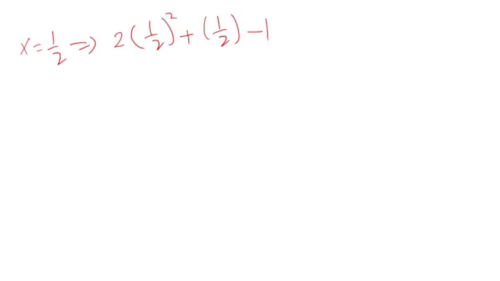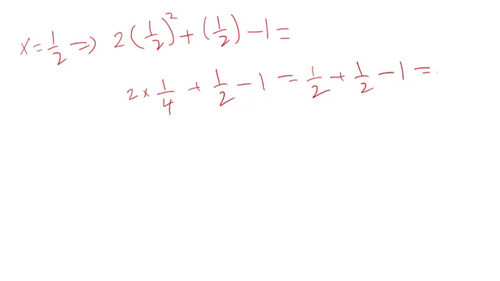And you can go back and verify. If we take x equal 1/2, let's substitute that into the equation. So 2 times x squared, which is 1/2 squared, plus x, which is 1/2, minus 1, is equal to 2 times 1/2 squared is 1/4, plus 1/2 minus 1. 2 times 1/4 is 1/2, plus 1/2 minus 1. 1/2 plus 1/2 is 1, minus 1 is equal to 0. Check.